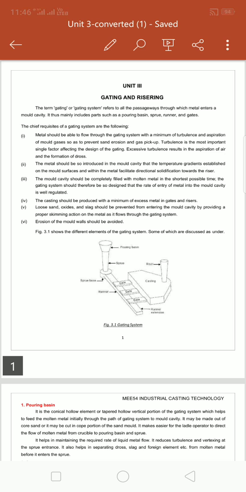Good morning. In the last class, we discussed patterns, allowances, and other related things. Today, we'll discuss gating and risering.